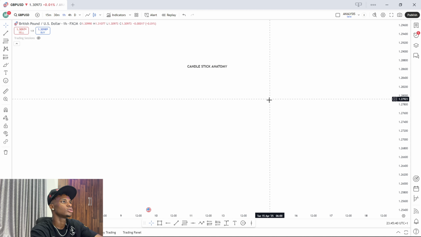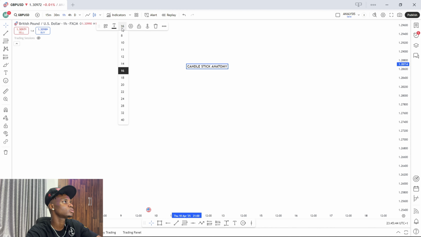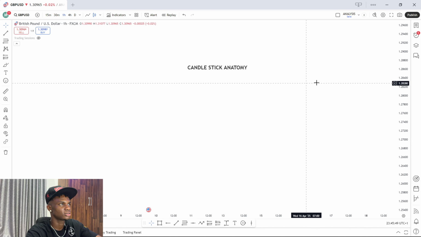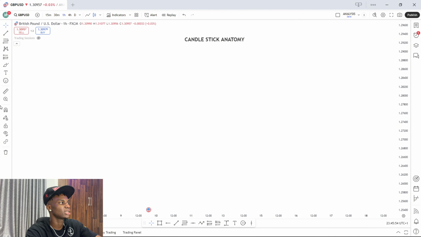All right, so on this candlestick anatomy, we basically want to explain what a candlestick means. What does a candlestick mean? A candlestick is an instrument that we use in the foreign exchange market to indicate to us what price is doing. It's as simple as that.